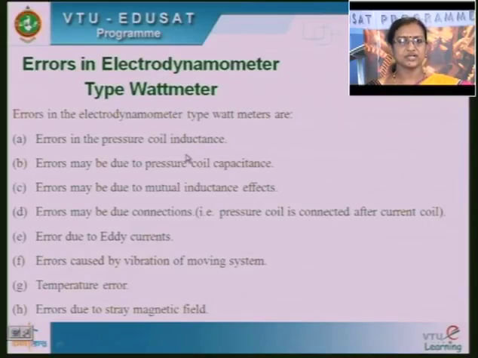Errors in the pressure coil inductance, errors due to pressure coil capacitance, errors due to mutual inductance effects, errors due to connections. So, you have to connect the current coil and pressure coil properly, otherwise you will get an error. Then error due to eddy currents, errors caused by vibration of the moving system, then temperature error, and errors due to stray magnetic fields. So, you have to take care of these errors when you are constructing the electrodynamometer type wattmeter.